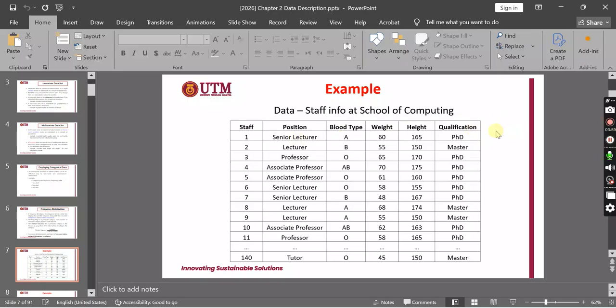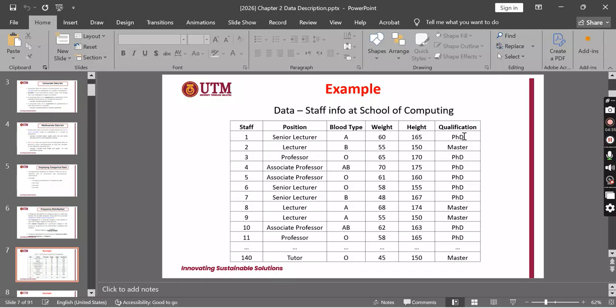So how many variables do we have here? 1, 2, 3, 4, 5. So we have 5 variables. So this table is multivariate. Why? Because we have more than one variable. The first variable is position, the second is blood type, the third is weight, and then height and qualification. So for each person we have 5 pieces of information: position, blood type, weight, height, qualification.